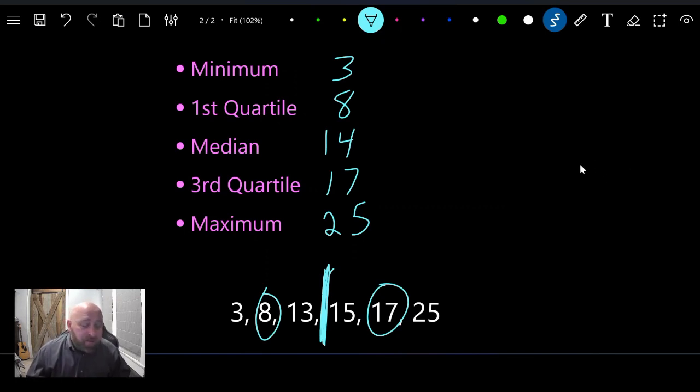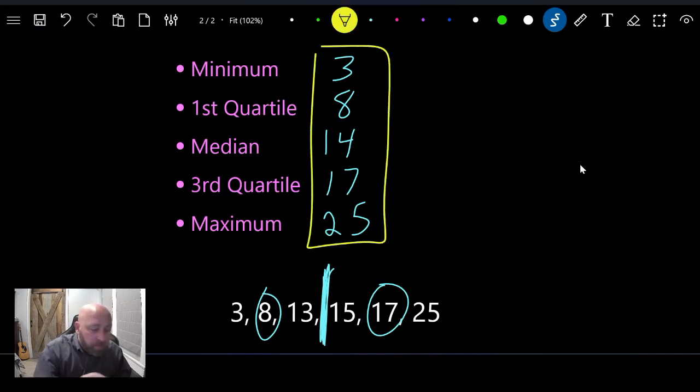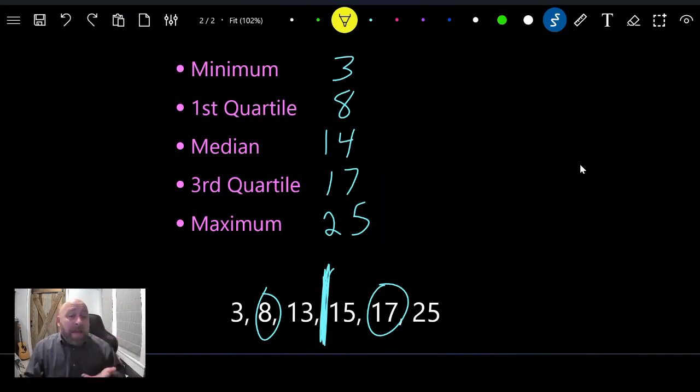So there's your 5-number summary. We have 3 for the minimum, 8 for the first quartile, median is going to be 14, the third quartile is 17, and the maximum is 25. Now we're ready, finally, 10 minutes later, to put this into the box and whisker.